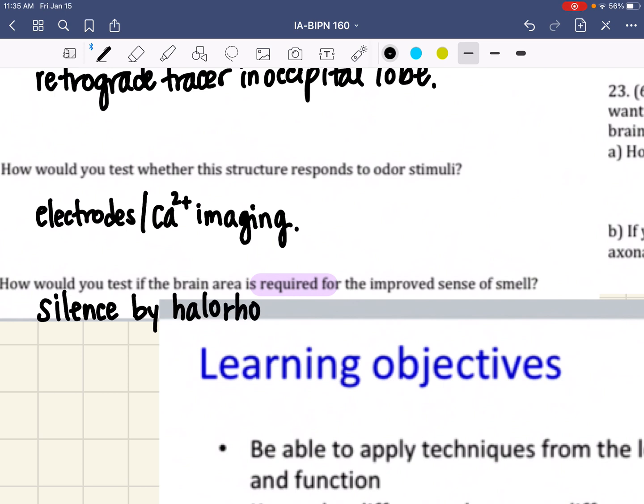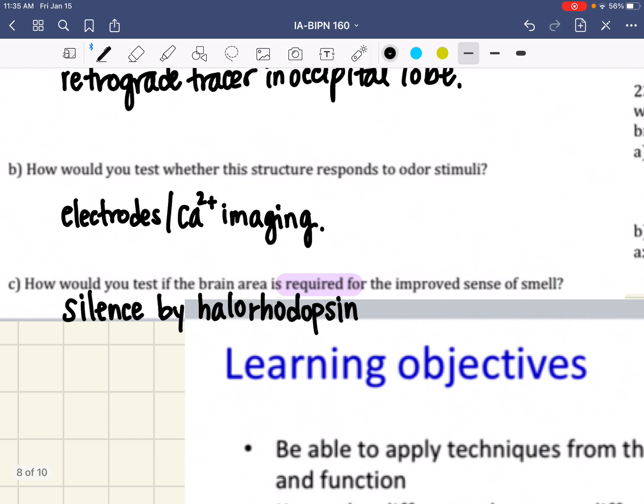I think I'm spelling this right. Rhodopsin, right? If we silence it by halorhodopsin and this new species doesn't have improved sense of smell anymore, then we know that this structure is required.